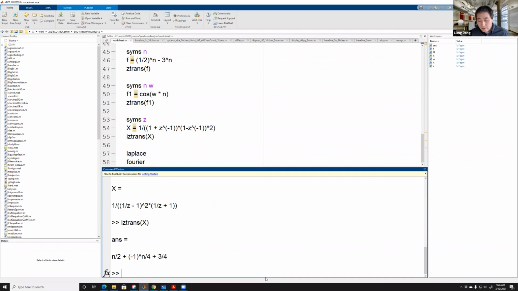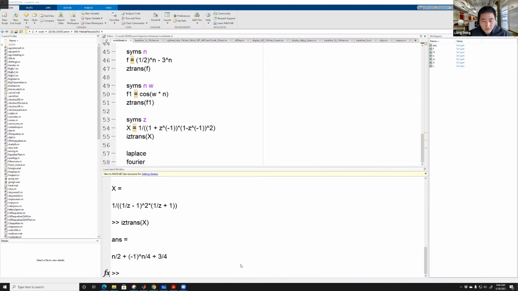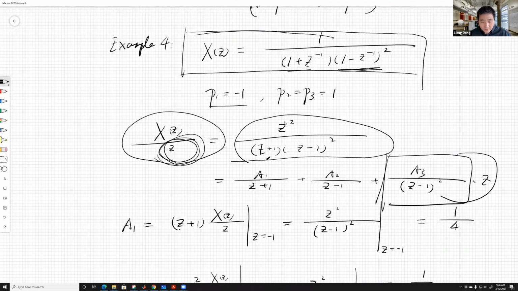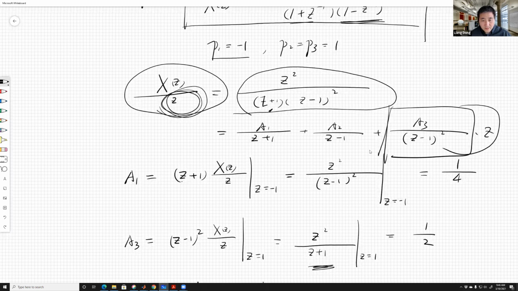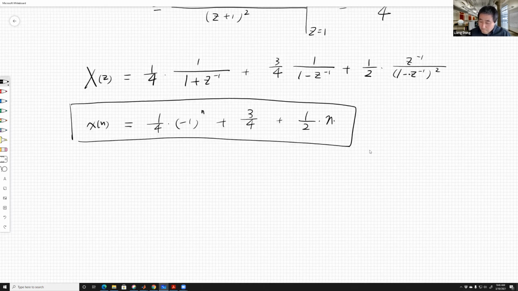By default, it's a causal system. So we have a half times n, plus -1 to the power n divided by 4, and plus a constant 3/4, which is what we have here. We just checked that. This is the answer that we have. Okay, very nice. We got this part, and we used Matlab to check this answer.